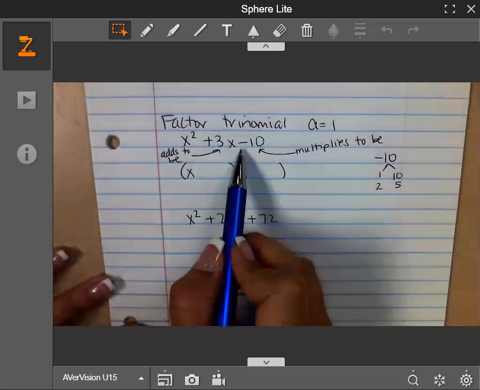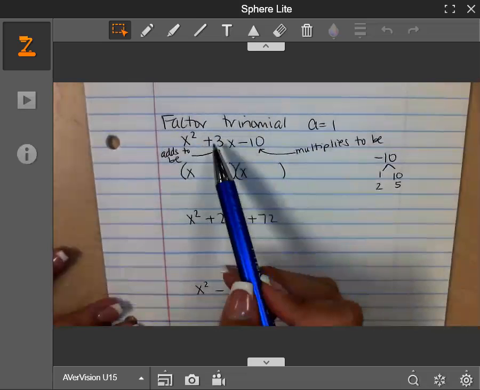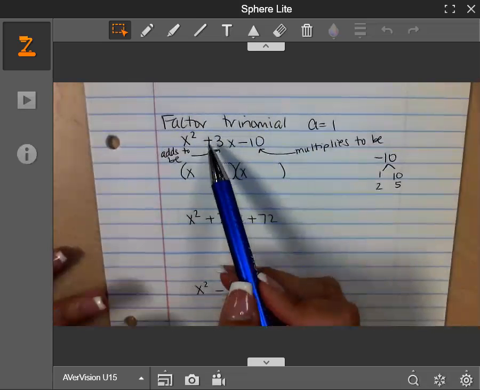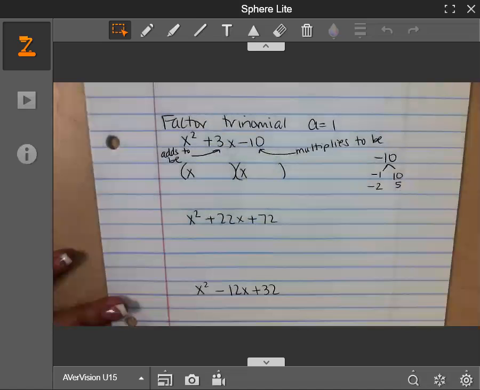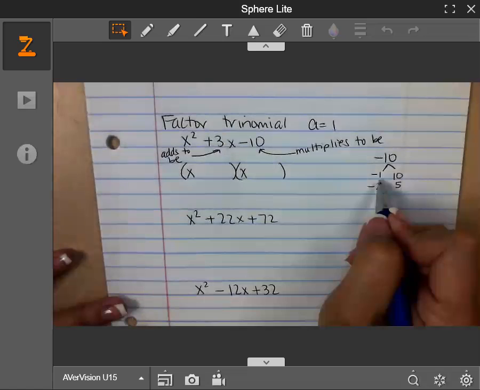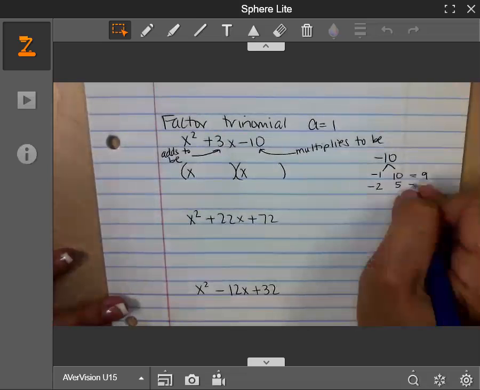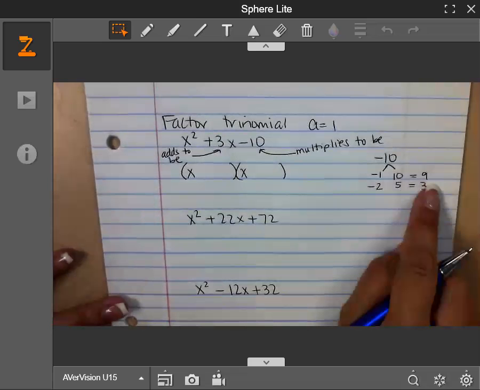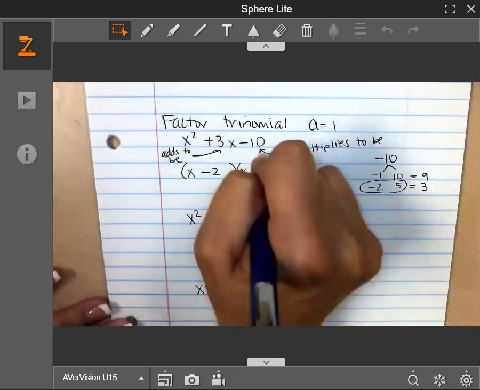It is negative, so we know one of these is going to be negative in order to multiply together and be a negative. Now this middle term is positive, so that tells me that the bigger number is going to be positive. So these would have to be the negative values. When we add negative 1 and 10, we get 9. When we add negative 2 and 5, we get 3. That's the one we're looking for. That matches our middle term here. So these two are the ones that we want, negative 2 and positive 5. That's our factoring of trinomials when we have an a equals 1.